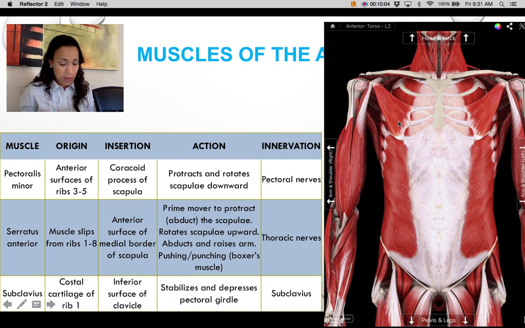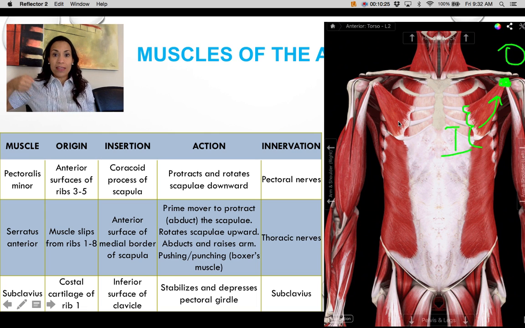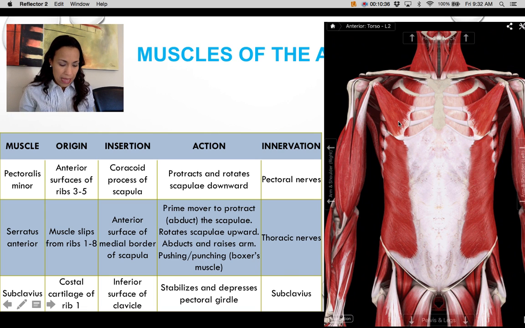Now, remember origin sometimes can act as insertion and vice versa. If I keep the coracoid process attachment fixed, now this is my origin, and the attachment on the ribs are the insertions. In this case, I can elevate the ribs. So it can aid in respiratory movements, with the scalenes and diaphragm.